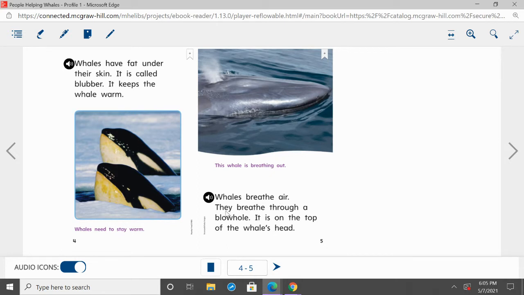Whales breathe air. They breathe through a blowhole. It is on the top of the whale's head. Here's a picture of that, and then we see the caption. This whale is breathing out. And we can see that in the picture.